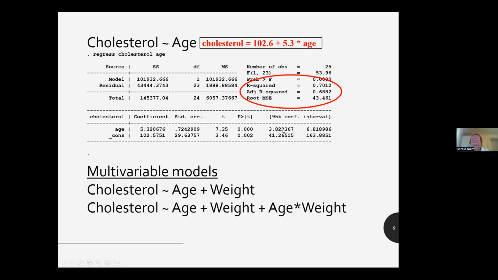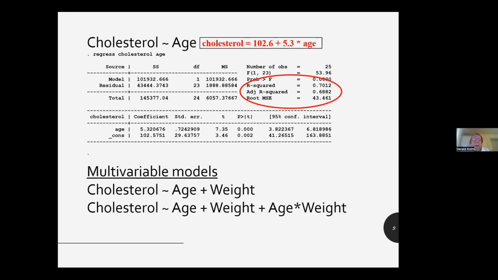So what this tells us is that in the population, our regression coefficient for age could be between 3.8 and 6.8 if we were to do an infinite number of random samples. And that 95% of the time, this interval would include the true population regression coefficient. So that's our simple linear regression model.